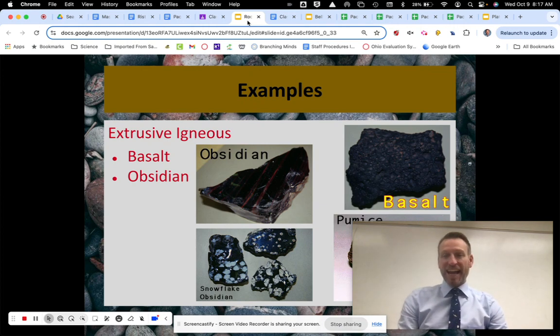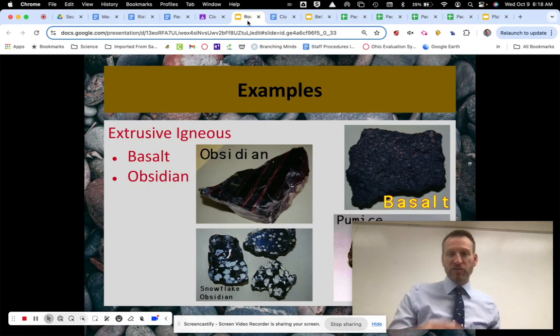Obsidian is glassy, which is one of the characteristics of extrusive igneous rocks because they cool so quickly. No time for crystals to form. There's even a picture there on my slide of snowflake obsidian. I'll show you guys a piece of that tomorrow. I have some of that.